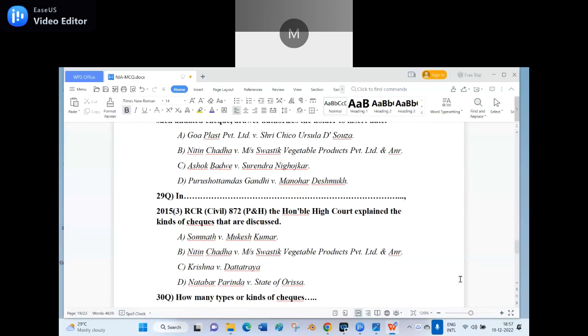Participants, are you sleeping? In 2015 (3) RCR (Civil) 872 (P&H), the Honorable High Court explained the kinds of checks that are discussed. A. Somanath versus Mukesh Kumar. B. Nitin Chadda versus Swastik Vegetable Products Private Limited and others. C. Krishna versus Dattaraya. D. Natabar Parinda versus State of Orissa.